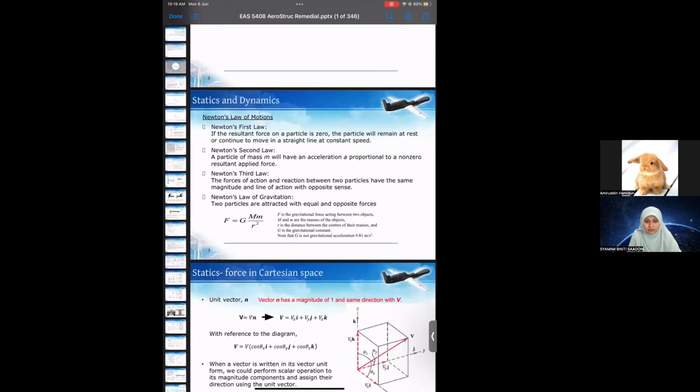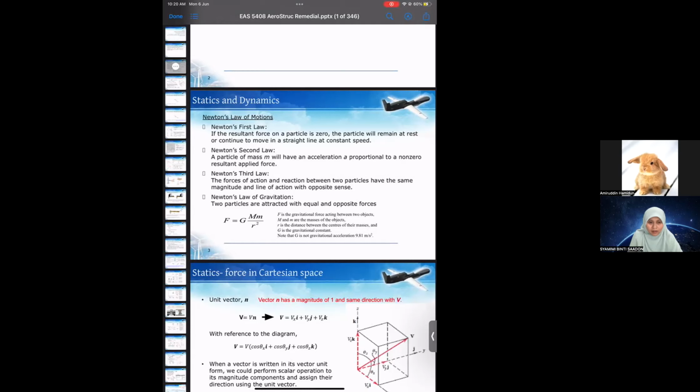I think you already know there are three Newton's laws plus another one, Newton's law of gravitation. So what does Newton's first law mention? If the resultant force on a particle is zero, the particle will remain at rest or continue to move in a straight line at constant speed. If no force is exerted on the particle, it will remain at rest unless there is a force acting on it. That is the first law.